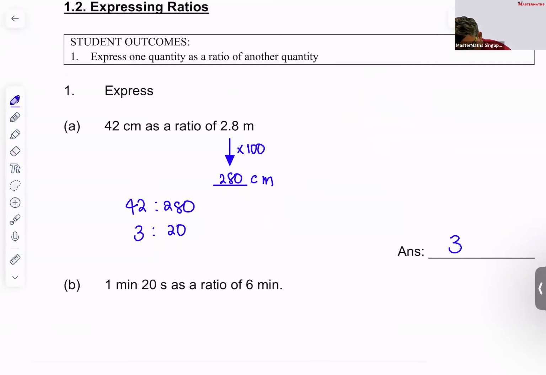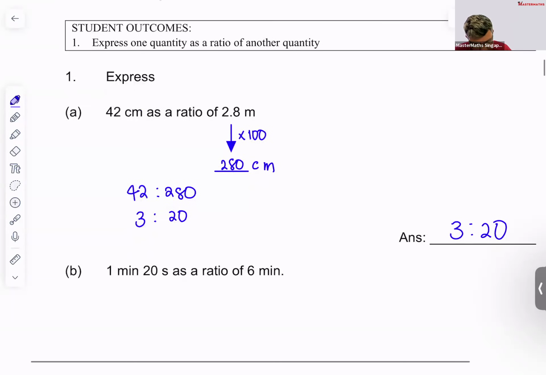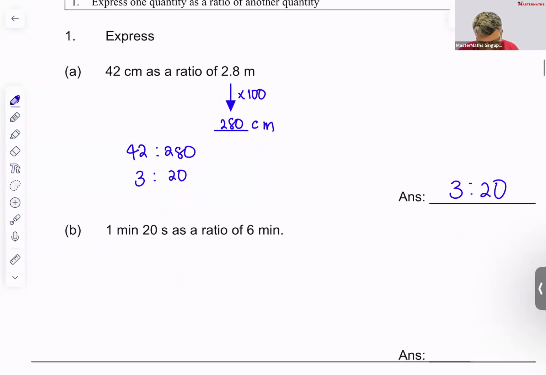Paper 1, guys. No calculator allowed. Zima took calculator just now. But you can check lah, right? When you want to do as work, you can double check. 1 minute 20 seconds is a ratio of 6 minutes. Change everything to make them the same units. Sorry? I'm confident. P6. You are the highest level in your school already. Change everything to what unit?